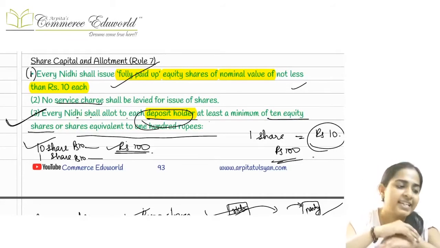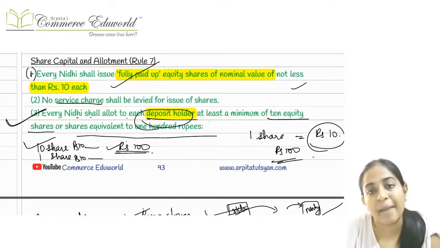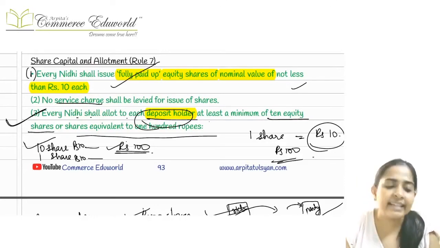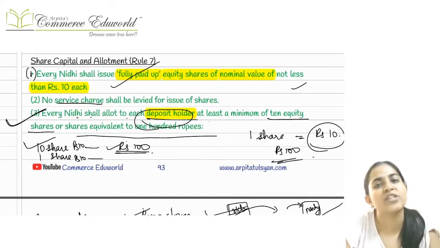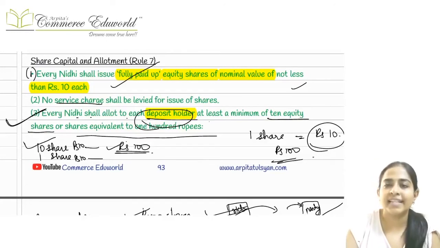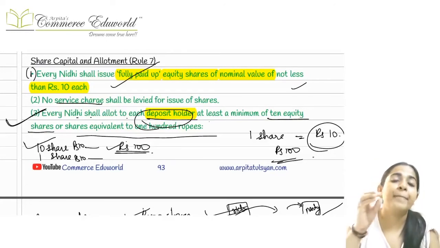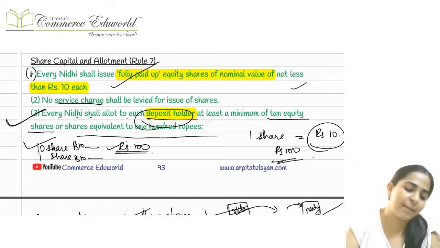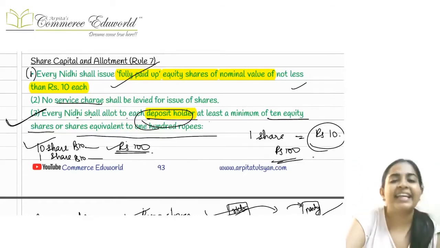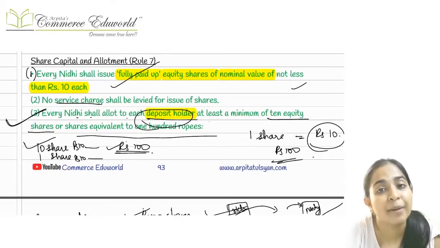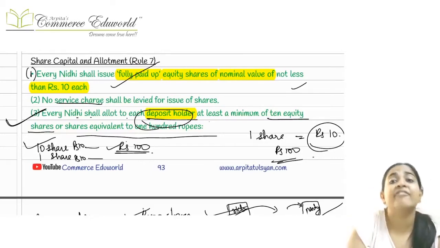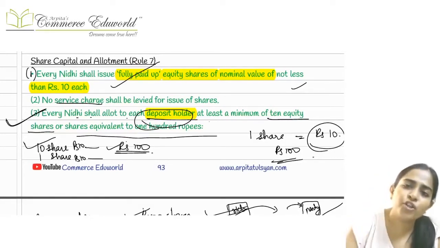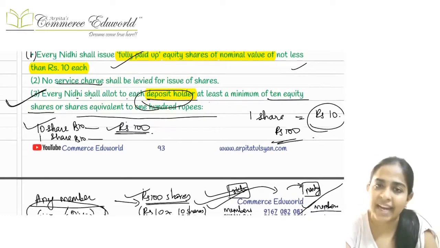Okay, and if Nidhi is issuing shares to any other members, then they are telling minimum 10 shares must be issued. Okay, see, what is their basic focus here is minimum rupees 100 value shares must be issued. Okay, so say for example, if the shares face value is 10, then at least 10 equity shares must be issued minimum. Okay, if the shares value is, say for example, 100, then even if you issue one share to that particular member, then that would suffice.